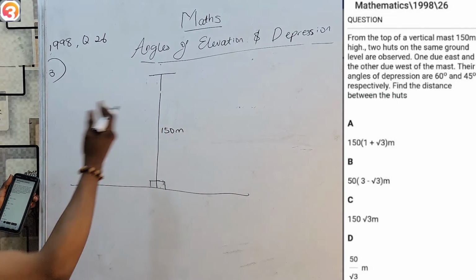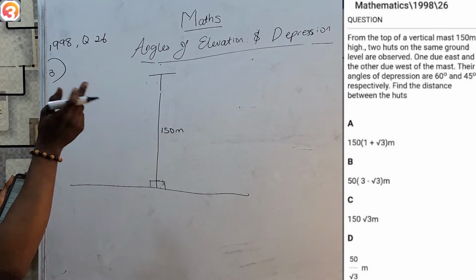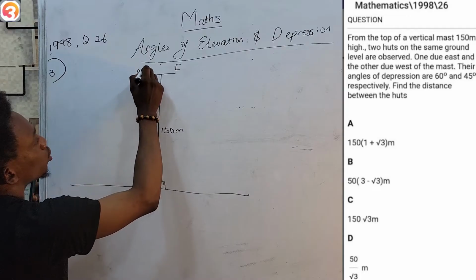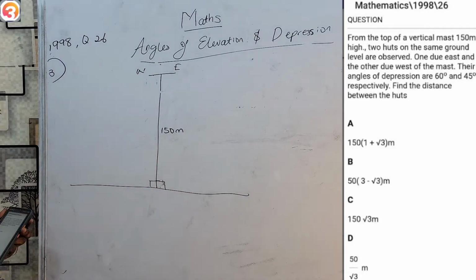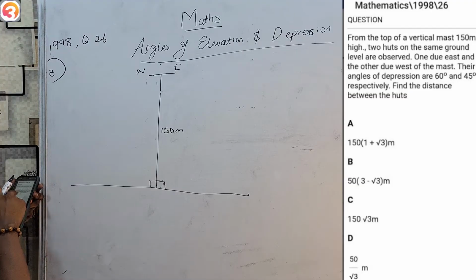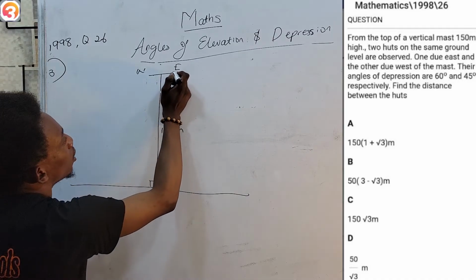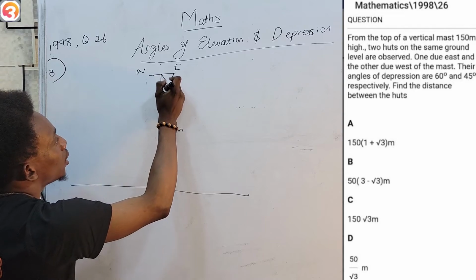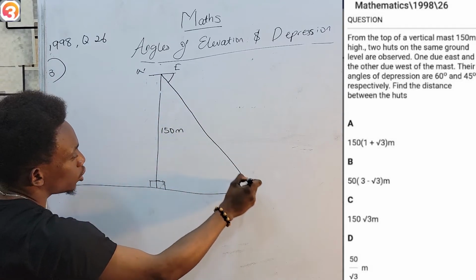All right, so let's say here is east and there is west. Doesn't really matter. But you can use any one. You could call it east and then call this direction west. Doesn't matter. But we are told that the one to the east has a depression of 60 degrees, which means that from here, he actually turned his head downwards by 60 and then looked before he saw the hut.